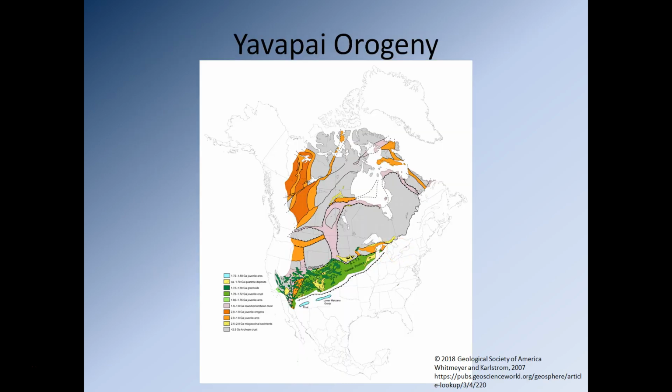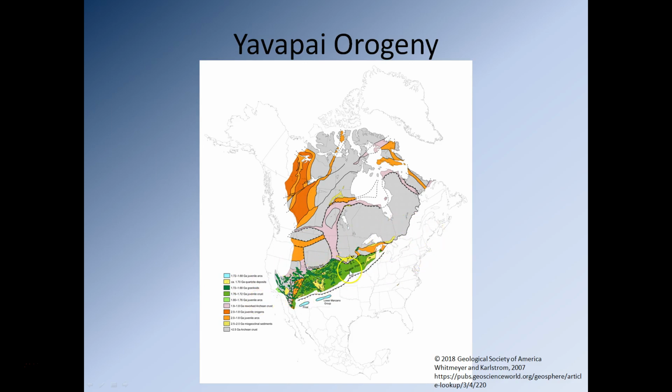Okay, so let's start off with the Yavapai orogeny. The area affected by the orogeny is marked out here in green, and the dark green colour represents the intrusive rock, so the magma that's put in place as part of the orogeny. We can see it occurs along the southern margin of Laurentia.